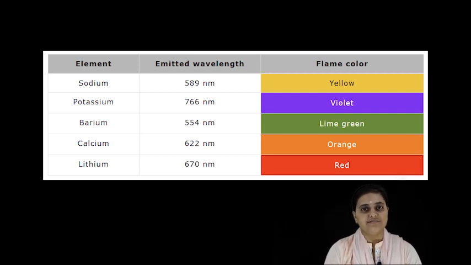So when we find a yellow color, it means the element present is sodium. Similarly, potassium emits radiation at 760 nanometers, which gives a violet flame. Similarly calcium, barium, and so on. At a particular wavelength, a particular color of flame is produced. That's why this instrument is named flame photometry, or it is also called flame emission photometry or flame emission spectroscopy. So we all understood the principle.